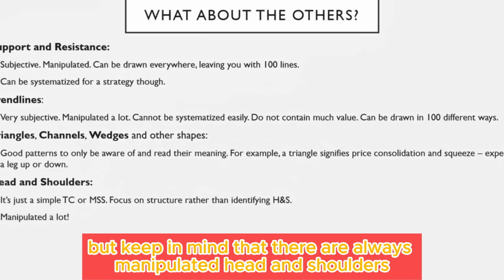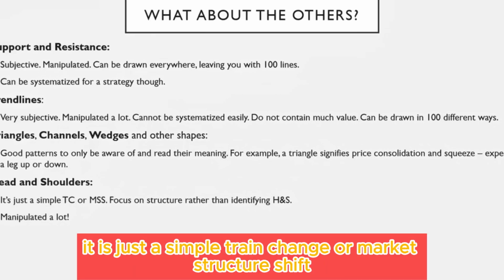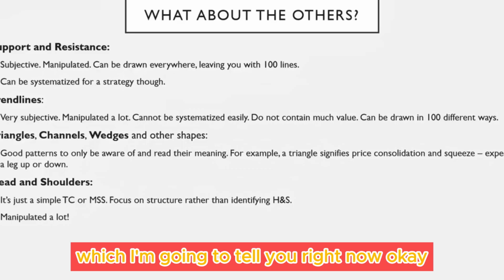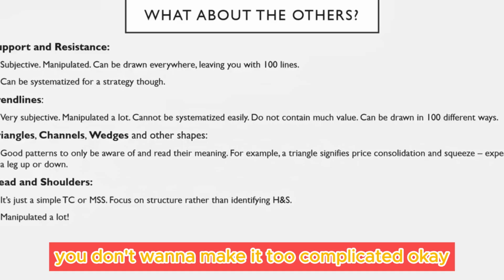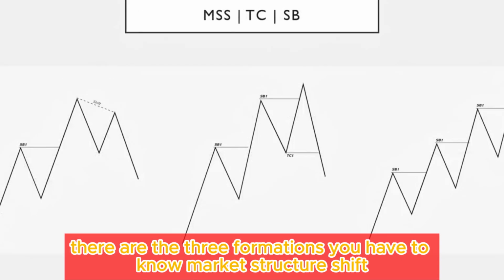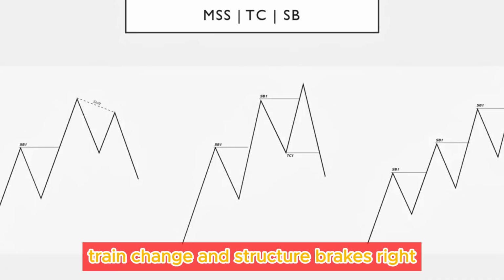Head and shoulders, favorite formation of everyone. It is just a simple trend change or a market structure shift, which I'm going to tell you right now. Okay, and this is also manipulated a lot. There are like 3 ways of head and shoulder formations. You don't want to make it too complicated, okay? There are the 3 formations you have to know. Market structure shift, trend change, and structure breaks.